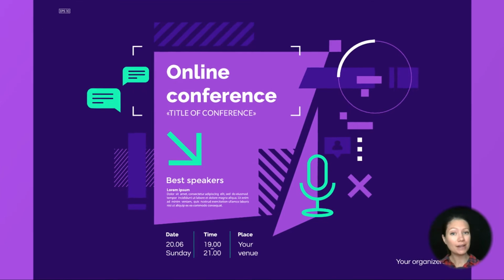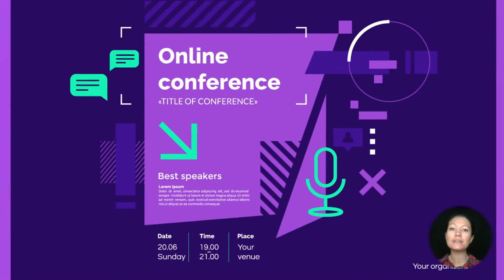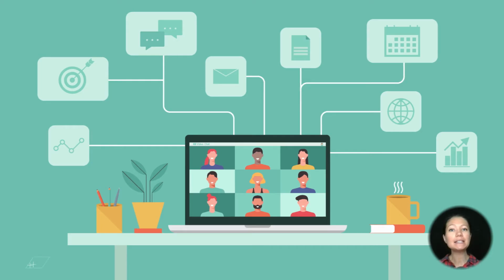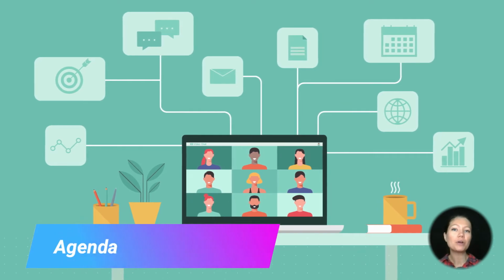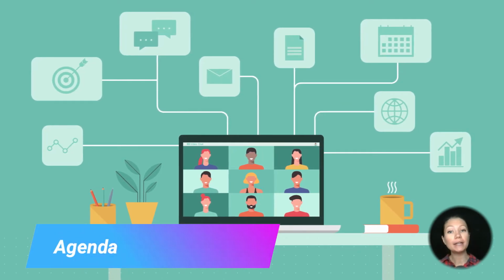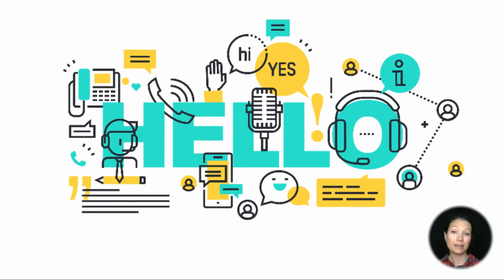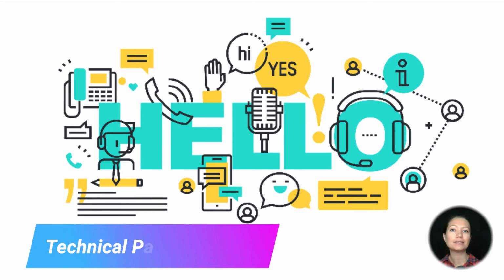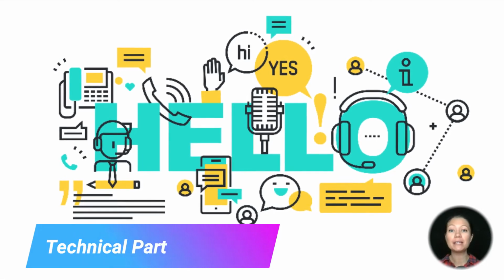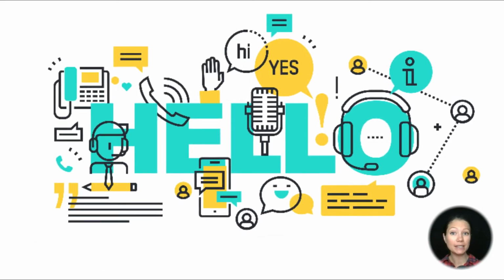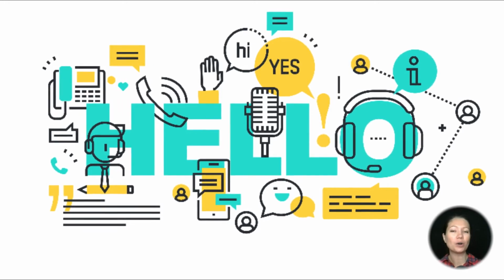If we can summarize an online event, it consists of three parts. The first one is the agenda. What is your event about? Who will take part in it? What will your program be? And so on. The second part is the technical one. How are you going to conduct your event? How are you going to handle hosting and basically organize the whole thing?